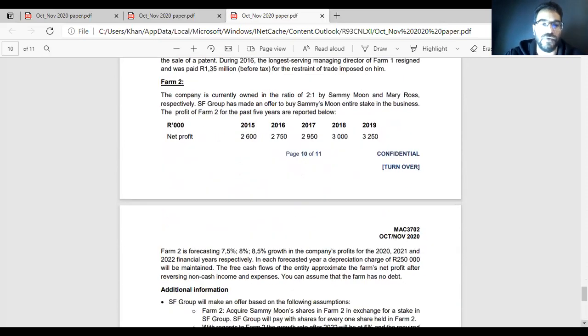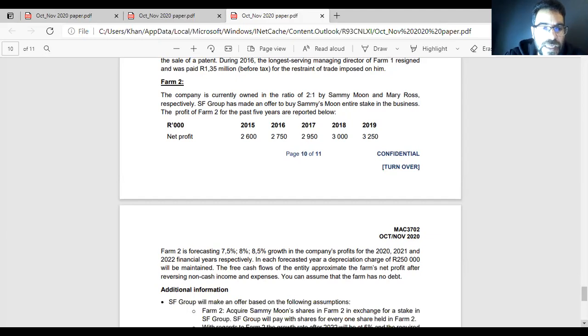Now we go to Farm 2. The company is currently owned in the ratio of 2:1 by Sammy Moon and Mary Ross respectively. SF Group has made an offer to buy Sammy Moon's entire stake in the business. The profit of Farm 2 for the past 5 years is reported below. Once again, we're buying 2 out of 3, which is 66%. So as a result, it is a majority interest. Therefore, once again, an appropriate valuation model will be either a free cash flow or a PE multiple.